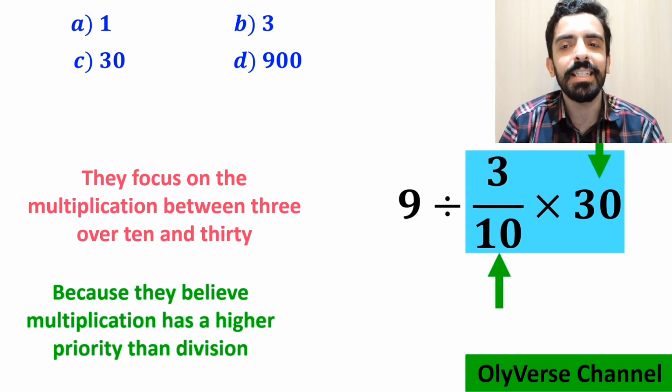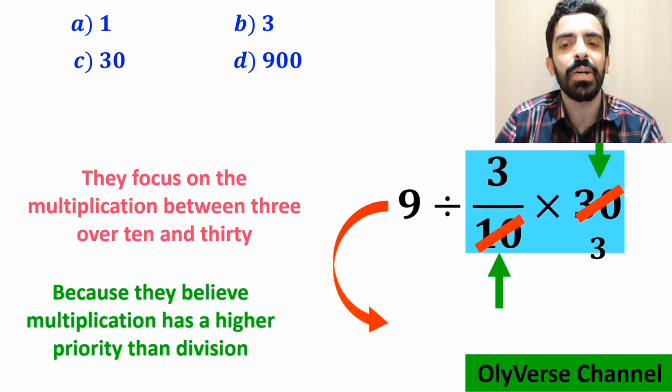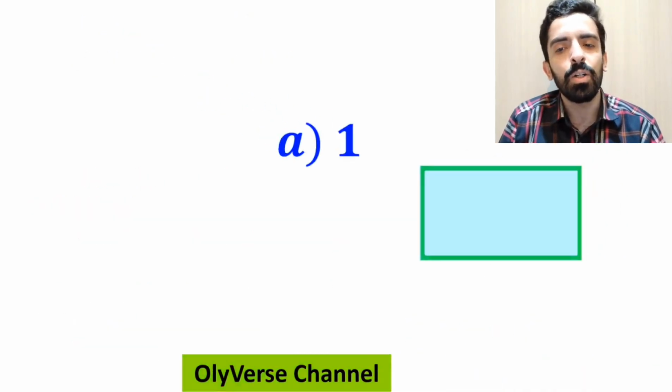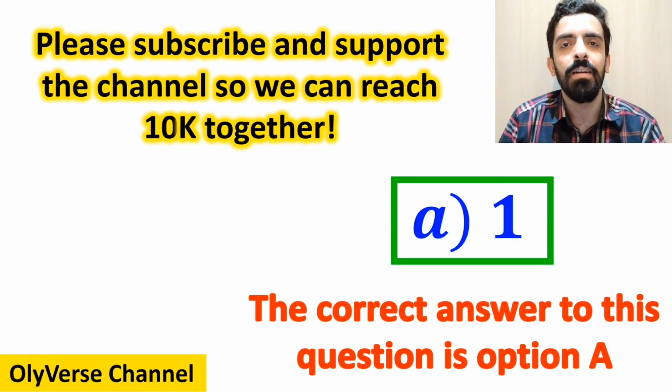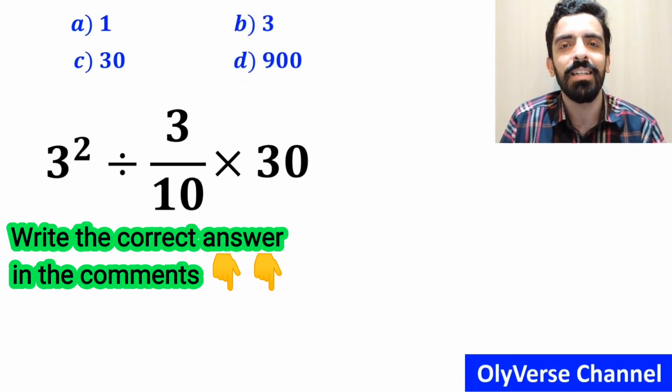Okay, as you can see in the image, they simply cancel out 30 with the 10 in the denominator, and this expression simplified to 9 divided by 9, which finally gives them the answer 1. And immediately, they conclude that the correct answer to this question is option A. But I have to say, we were tricked, and it's not the correct answer to this question.